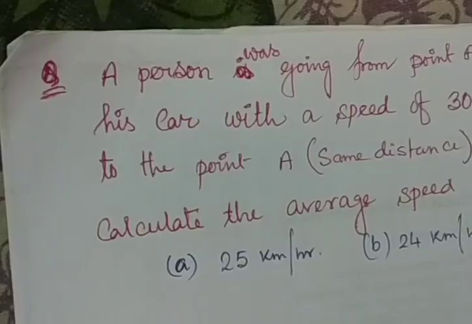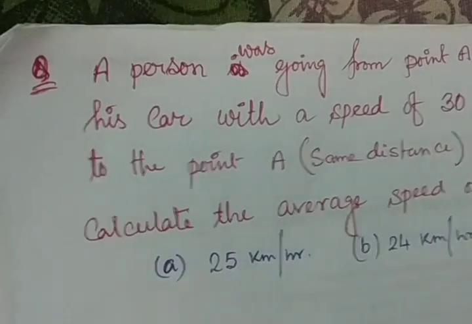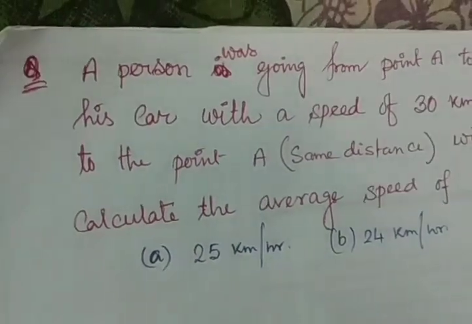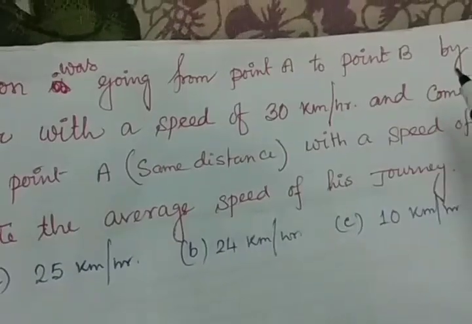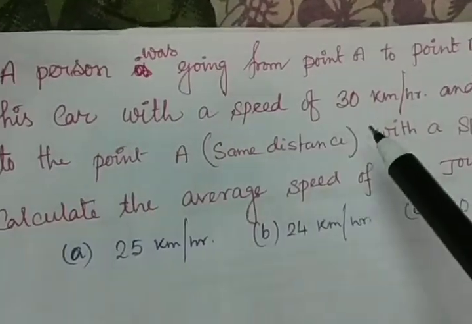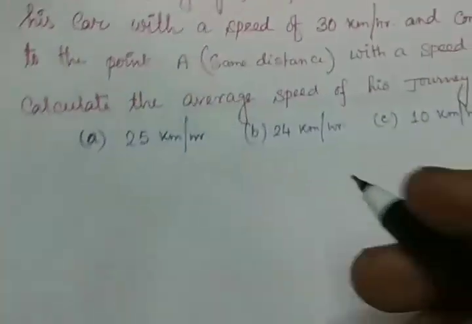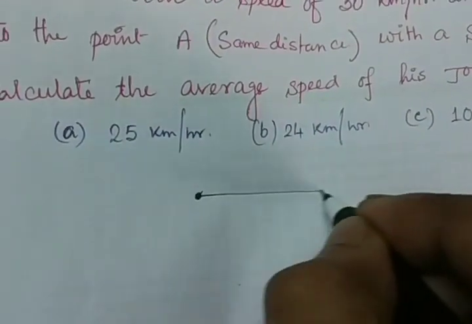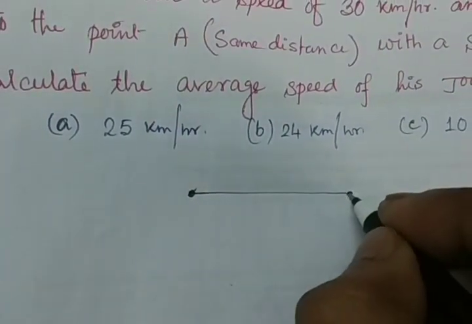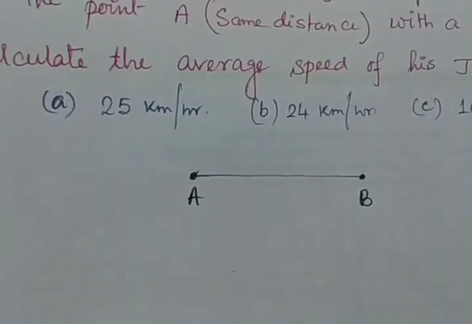Okay. Hello, this is one of my favorite questions you can see here. This is the calculation of average speed. First of all, just read the question. A person was going from point A to point B by his car with a speed of 30 km per hour and coming back to the point A again. I am drawing here, just see, from point A to point B. Suppose this is point B. So this is point A and this is point B.